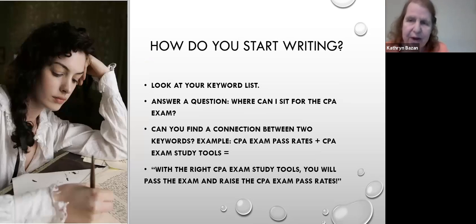So how do you start writing? Well, look at your keywords list. If you're not quite sure what to do, I always use the close-the-eyes-and-point trick: close your eyes, point at the list. And then I do that again and see what 2 short-tailed keywords I've landed on. Then I try to find a connection between them, and that's how I start writing.